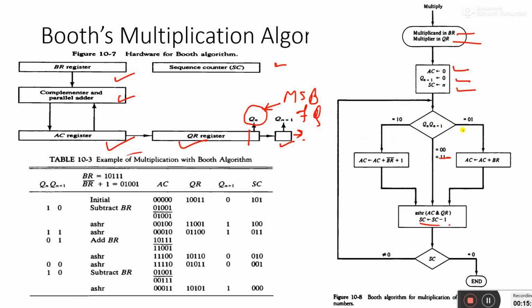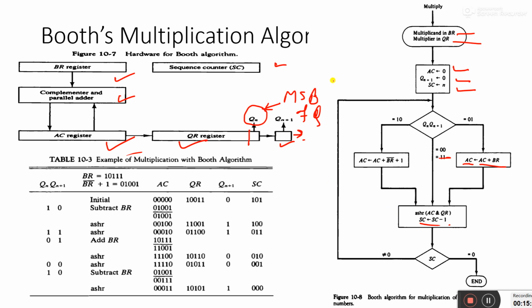If Qn and Qn plus 1 is 0 1, then the accumulator will be added with the content of BR, and then an arithmetic shift right is done on AC and QR, and the sequence counter is decremented by 1. If Qn and Qn plus 1 is 1 0, then I have to subtract BR from AC, and then again do an arithmetic shift right. What is arithmetic shift right and what is normal shift right?